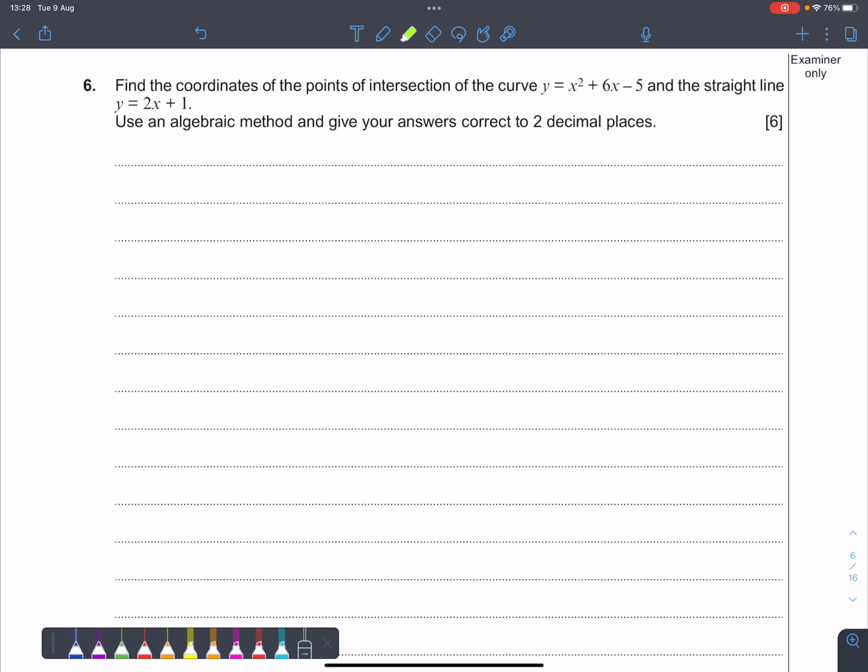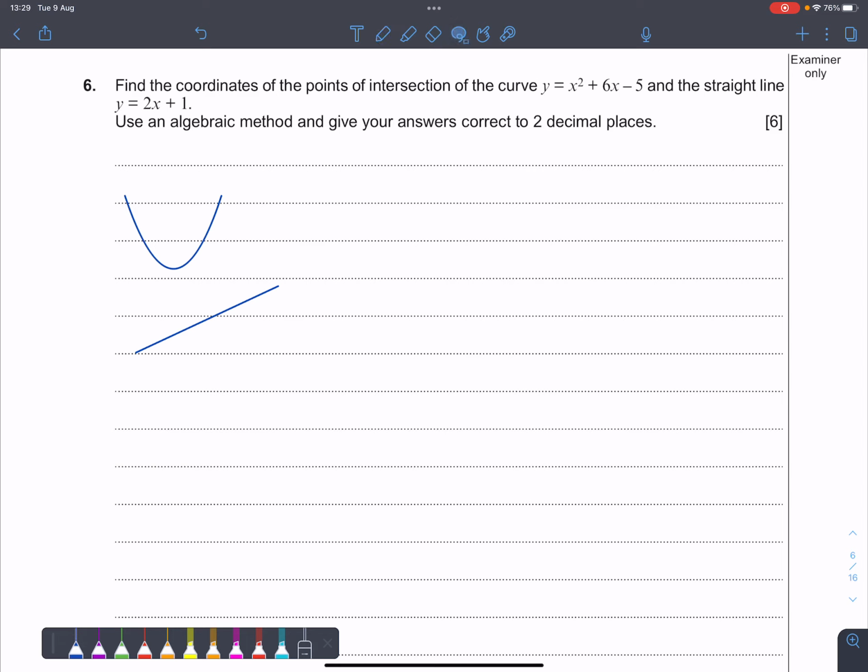Okay, in this video we are going to be looking at question 6 of the WJEC Additional Maths paper from June 2015. So we need to find the coordinates of the points of intersection of the curve y equals x squared plus 6x minus 5. So that's a positive quadratic. It will look something like that. And the straight line y equals 2x plus 1. The straight line will have a positive gradient. It'll look something like that.